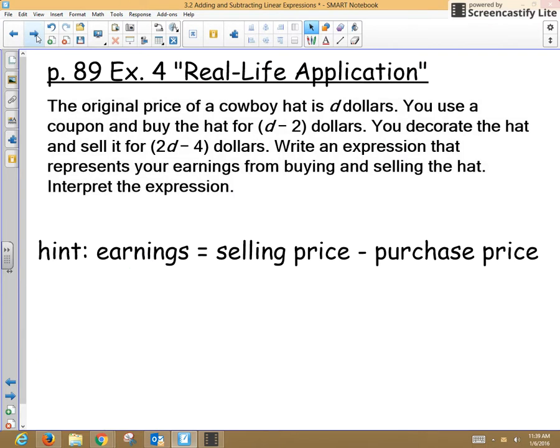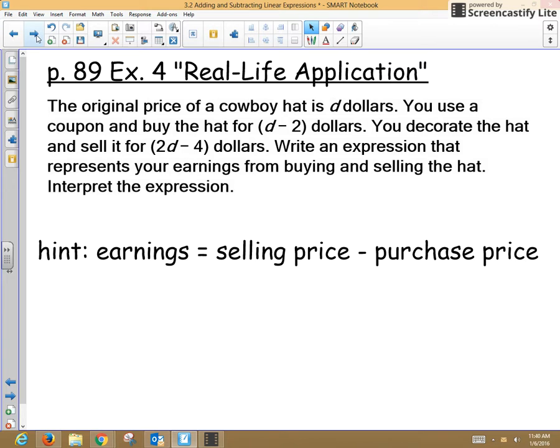Now, example 4 on page 89 is our real-life application. It says the original price of a cowboy hat is D dollars. You use a coupon and you buy the hat for D minus $2. You decorate the hat and sell it for 2D minus $4. Write an expression that represents your earnings from buying and selling the hat, and then interpret the expression.